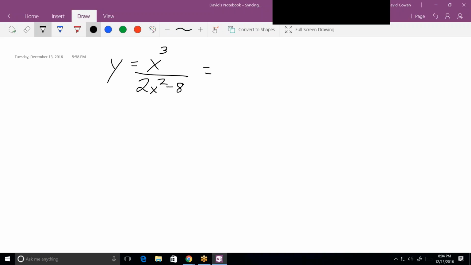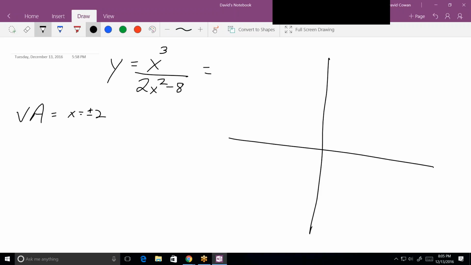Identify any horizontal asymptote, or vertical, sorry. Vertical is probably the best one to start with. In order to identify the vertical asymptotes, I have to figure out what makes that denominator zero. And that would be -2 and 2, right? Correct. So the vertical asymptotes are x equals plus or minus 2. There's two of them.